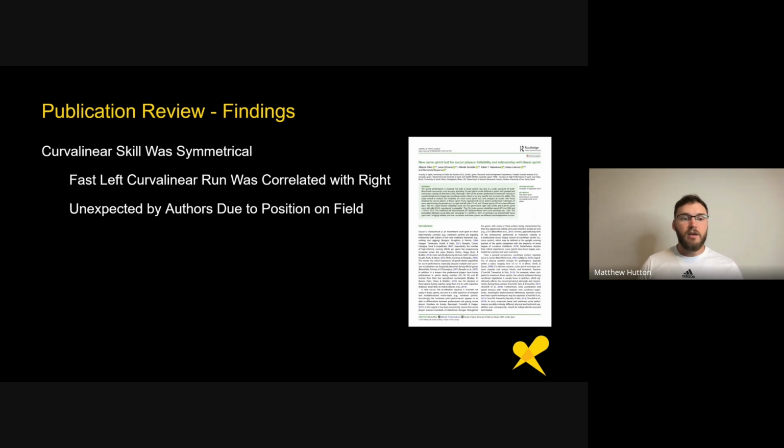And then the last piece that they highlighted was that the curvilinear skill was symmetrical. So running both the curved run to your left and to your right were pretty similar. And those who were fast at running to their left were also fast running to their right. This was a surprise to the authors because they thought that a right winger is going to make a lot more left leaning curved runs, or a left winger is going to make a lot more curved runs to the right. But this is actually not the case. And this emphasizes the point that it's a neural calculation and it's a skill technically to be able to run curved runs. It's not just positional habits.